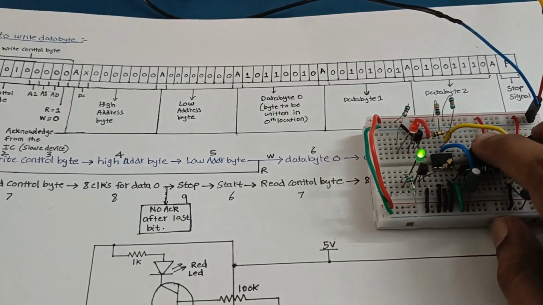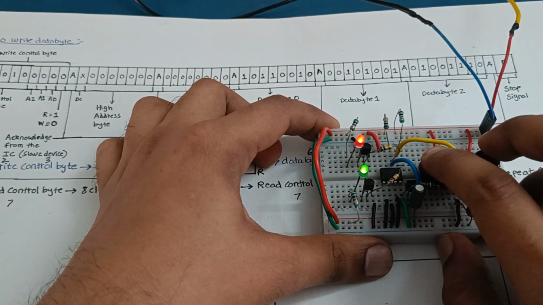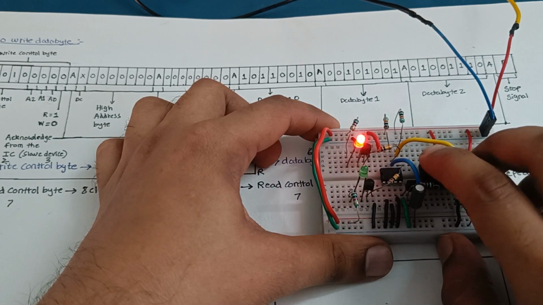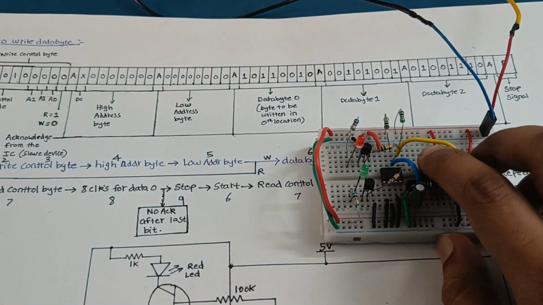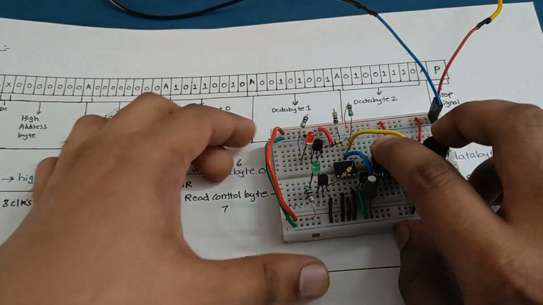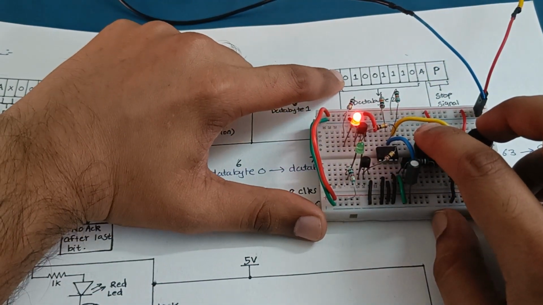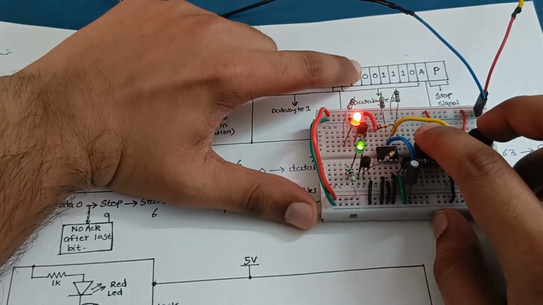okay, 1, 0, 1, 0, 0, 0, 0, the last bit is 1. So now I'm going to get this data byte 2. So the first bit is 0, next bit is 1, then again 0.